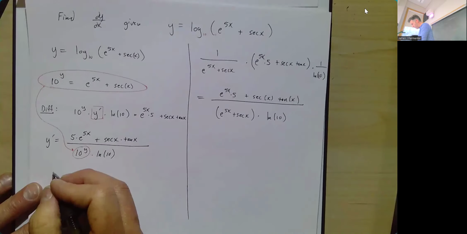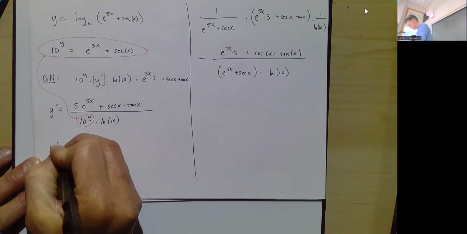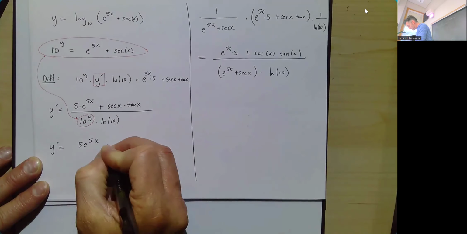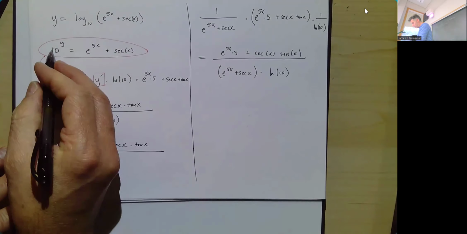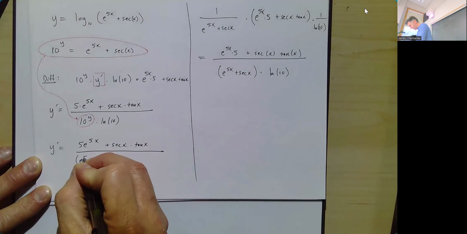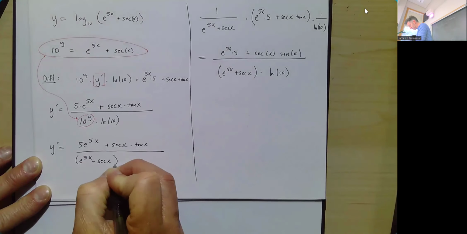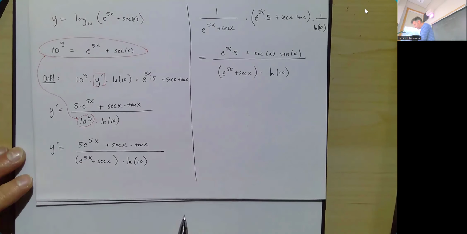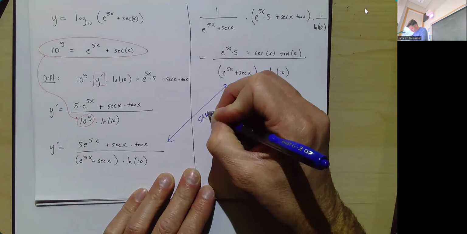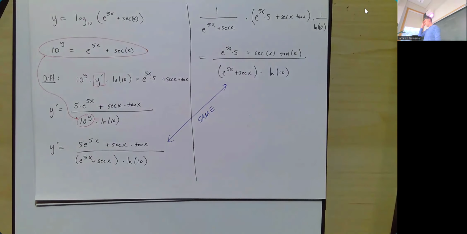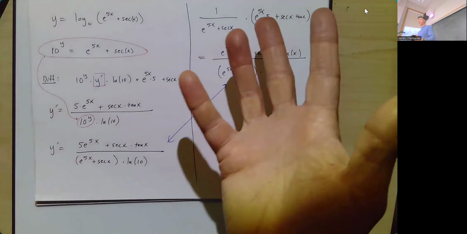And we're going to get that our actual derivative here is equal to 5 e to the 5x plus secant of x times tangent of x, divided by 10 to the y, which is really e to the 5x plus secant of x times the natural log of 10. And those are exactly the same. So, long story short, we don't want to do all this work every time we have to take a derivative like this. So we're going to try and do it the shorter way.